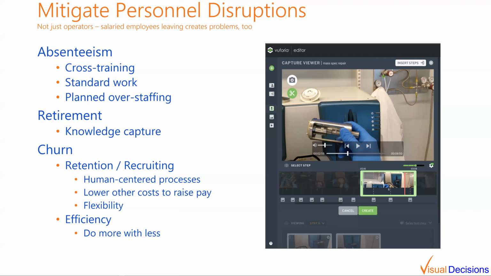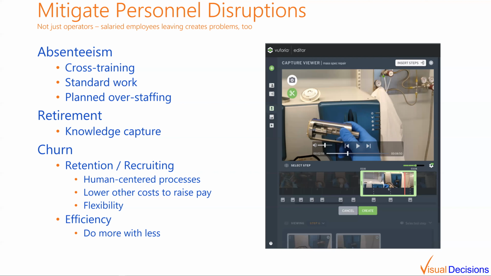So from a retention and recruiting point of view, I've talked quite a bit last year, and I'm going to talk quite a bit this year with my partner, Sandalwood Engineering and Ergonomics, about human-centered manufacturing, human-centered design. When you have that human-centered process, people are much more comfortable. They're much less likely to jump to another company where it may not be as comfortable a working situation. If we can lower other costs through efficiency so that we can raise pay, that can certainly help our retention.